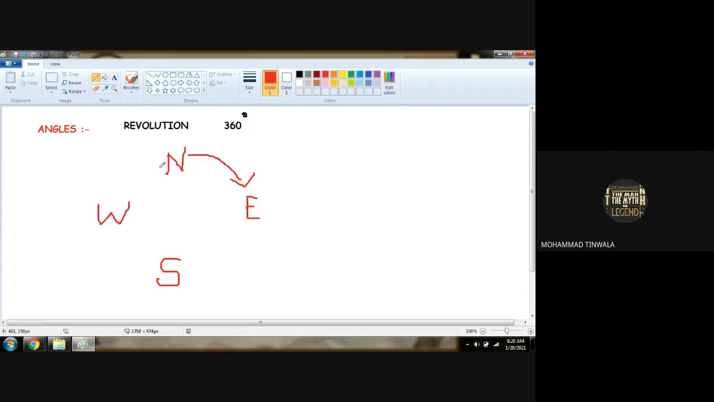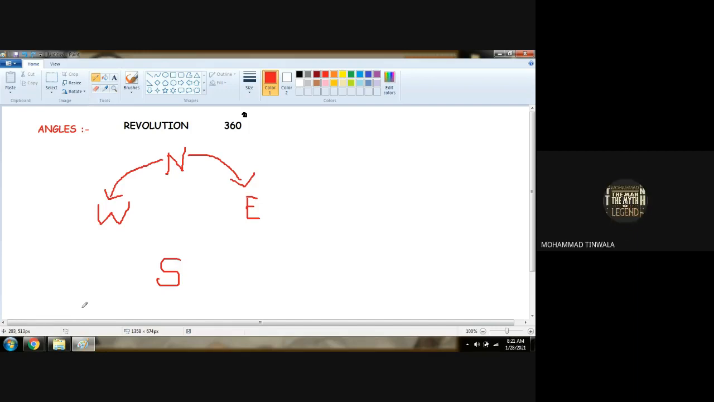And if I say that I am standing at north and I want to go to the south direction, anti-clockwise, it will be towards the other side. So anti-clockwise it will first go to west, and from west to south. Are you getting my point?